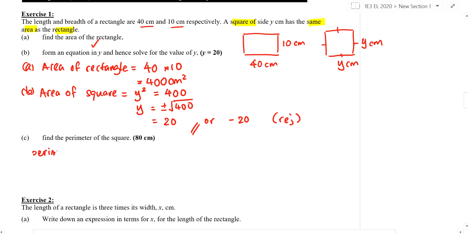Okay, now for part C, find the perimeter of the square. Perimeter, since it is a square, it is going to be 4 times y. We have evaluated y to be equal to 20. So this is 80 centimeters. Here we have to write down the units.